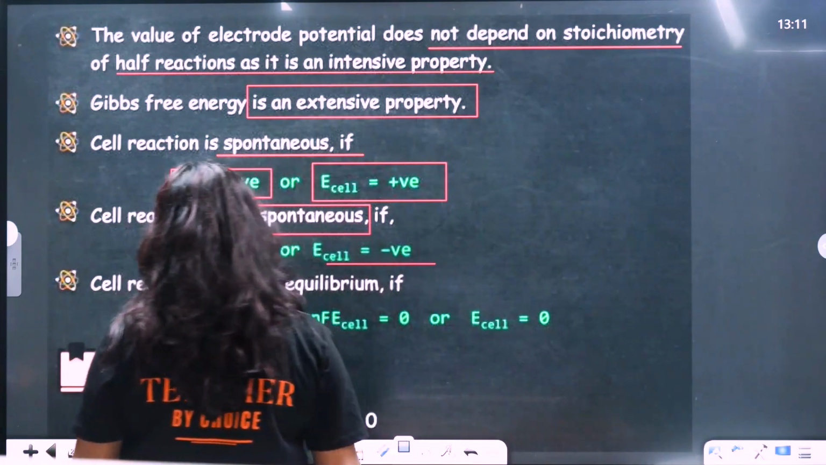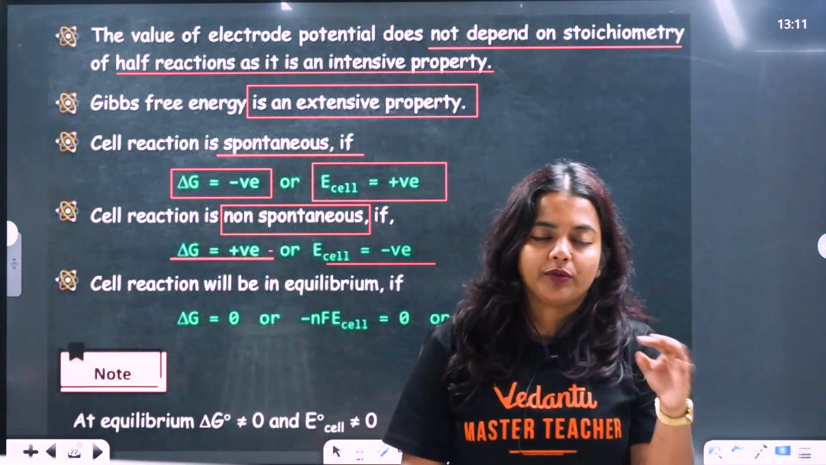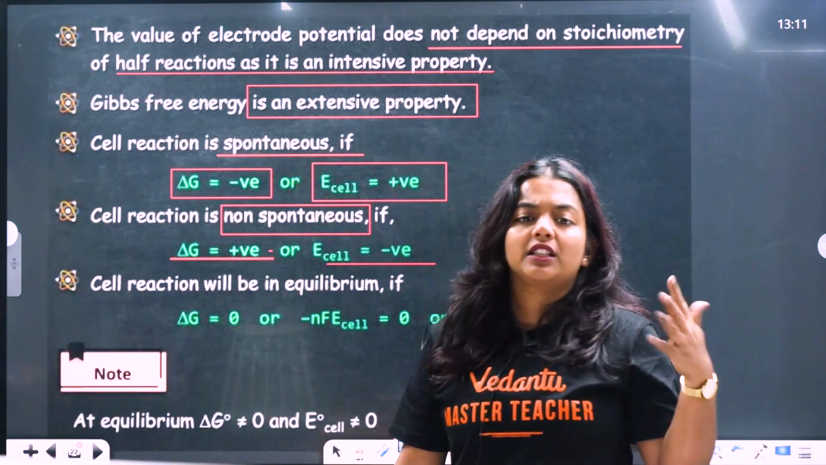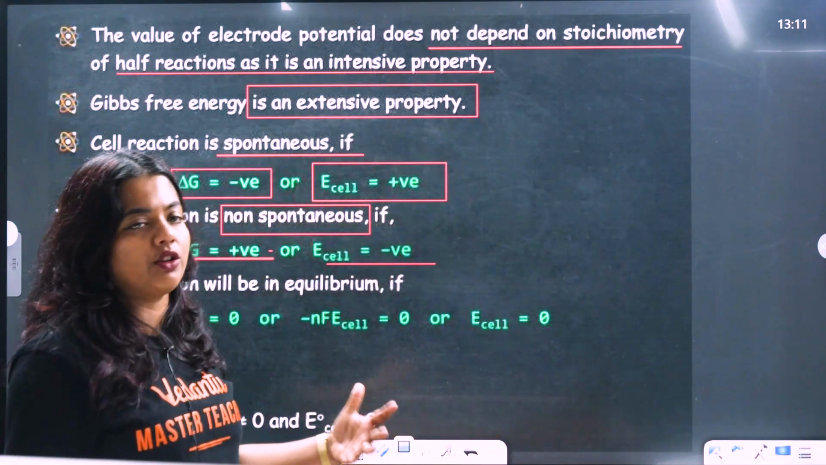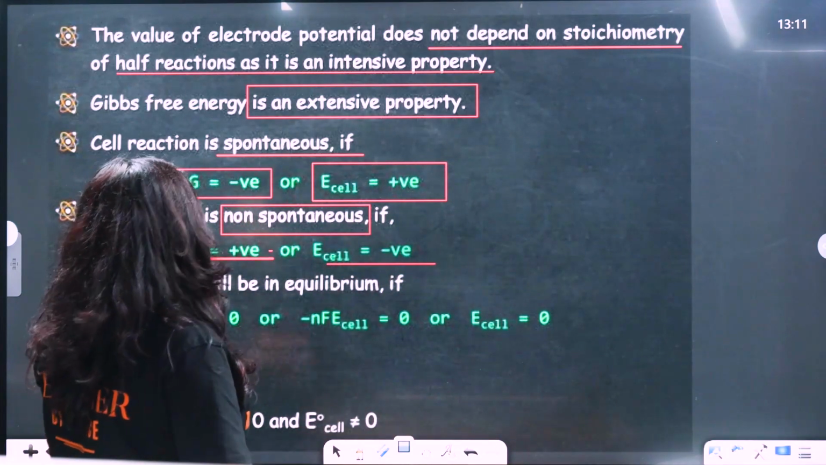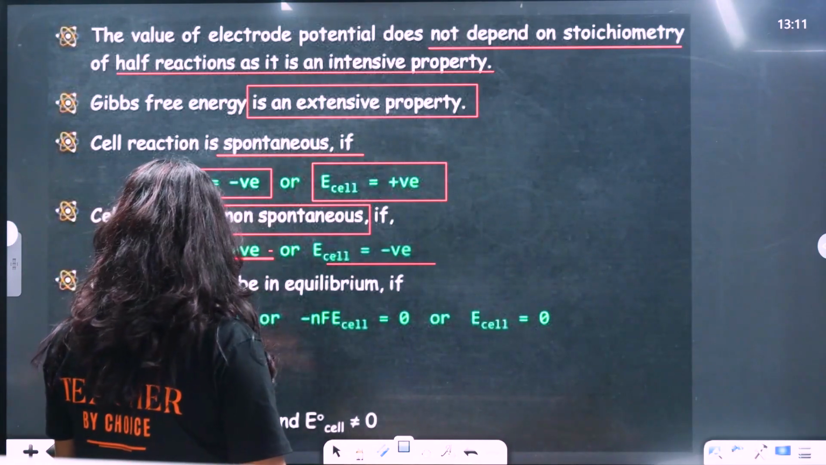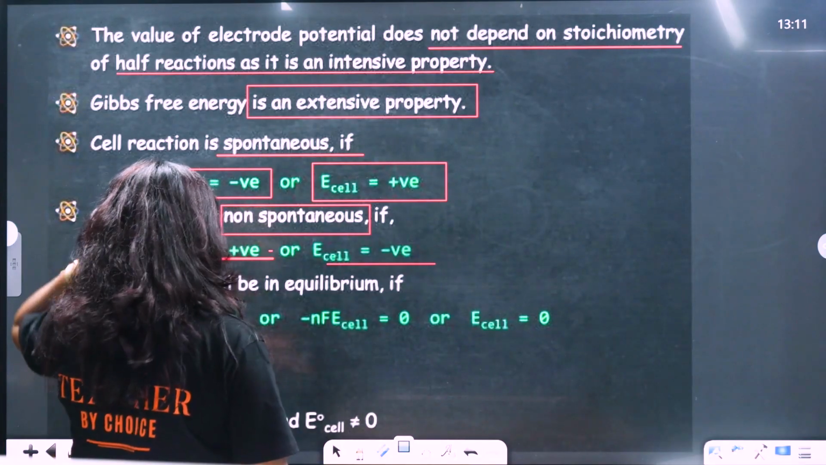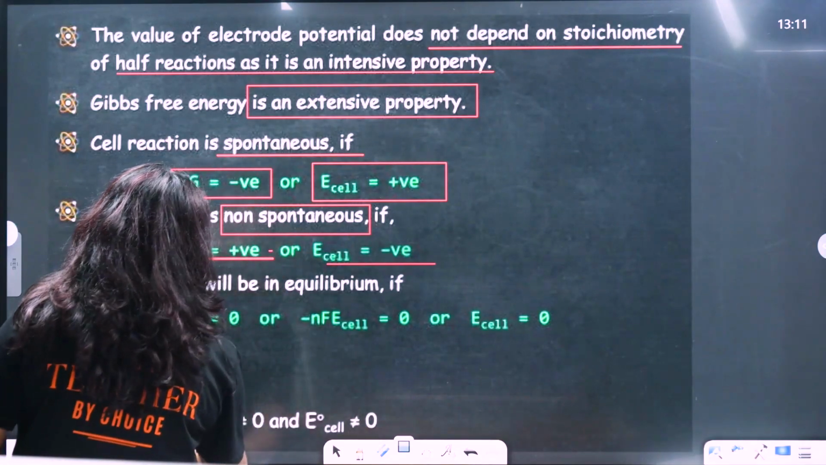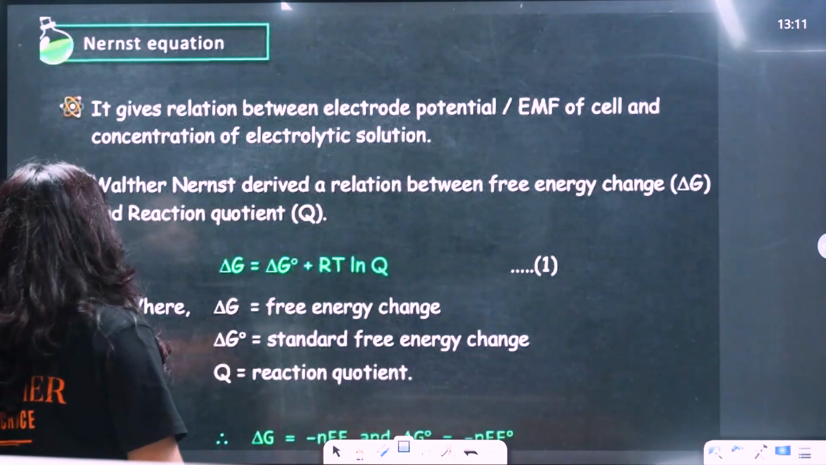This is also a very important one. The reaction will be in equilibrium if anything is zero. There is no change. Delta G is equal to 0, that is, minus NF E cell is equal to 0, and E naught cell is equal to 0. When that happens, it will be in equilibrium. So at equilibrium, delta G naught is not equal to 0, and E naught is also not equal to 0.